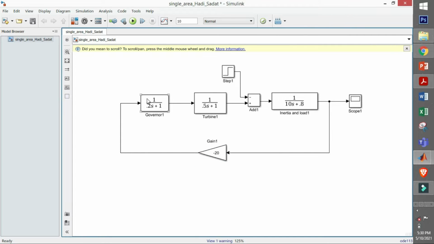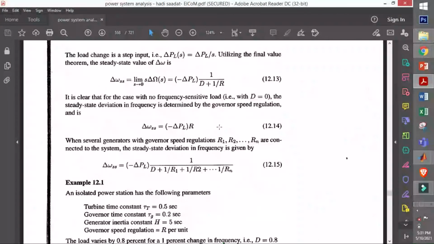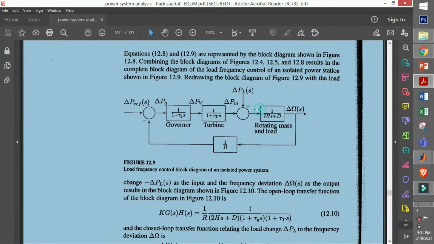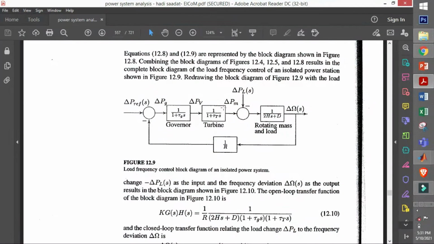So this block is clear, this block is clear, inertia and load is clear. What is this step block? First I will show in this PDF. This ΔPL is the load. This is a single area power system. What will happen is that if you increase the load, the frequency of the system will decrease. If you decrease the load, the frequency of the system will increase. So we want the frequency of our power system to be at 50 Hz.